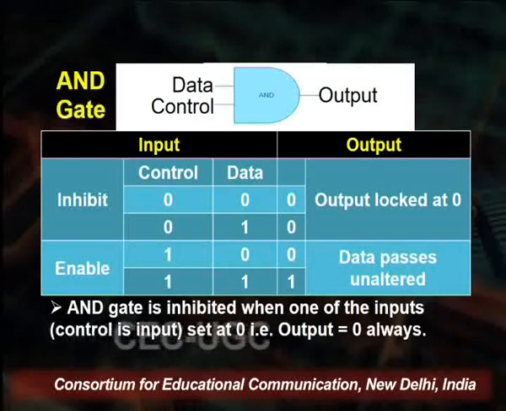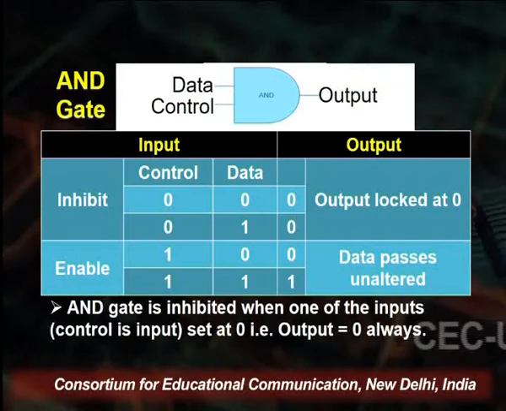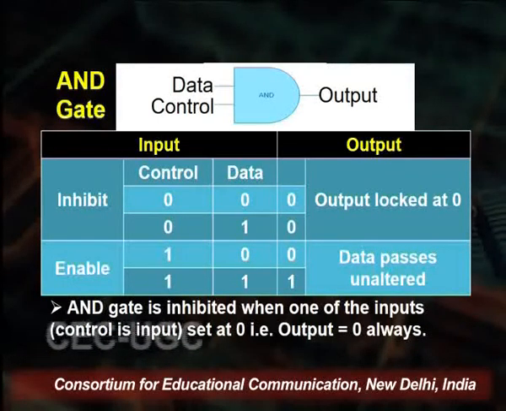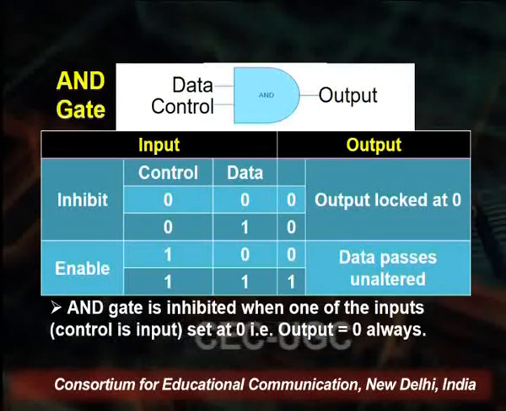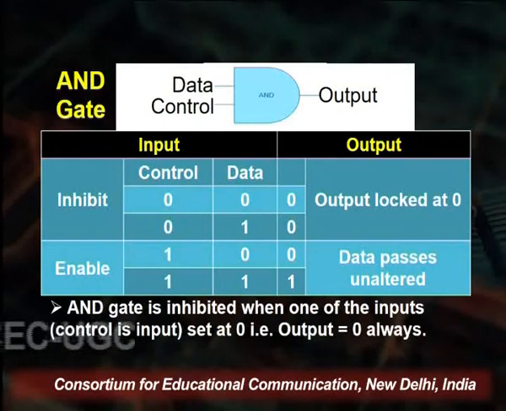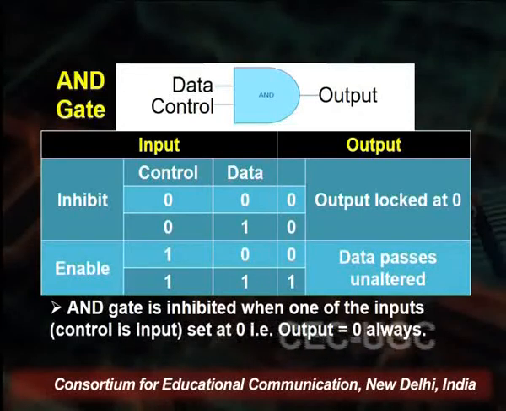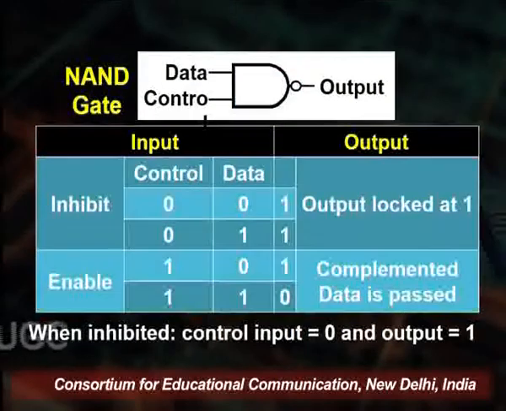In this case, whatever the data is, it is reflected directly at the output. If the data is 0, then output is 0. If the data is 1, then output is 1. Hence, we see that the gate in this case is enabled. That is, it allows data to pass as it is to the output. I hope we are clear with this.